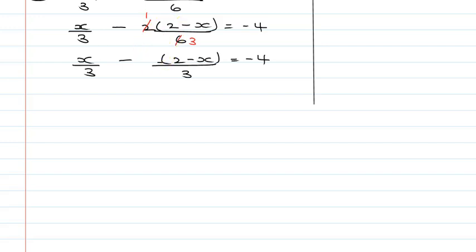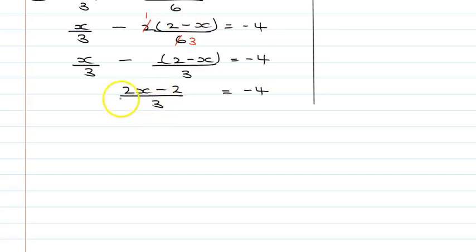You'll notice that this here is take away all of this, which when you multiply that by negative 1, you get minus 2 plus x. So when I simplify this, I've got x minus 2 plus x gives me a total of 2x minus 2 on the top there, over 3 equals minus 4 on the right. So now I can solve it like a regular equation.